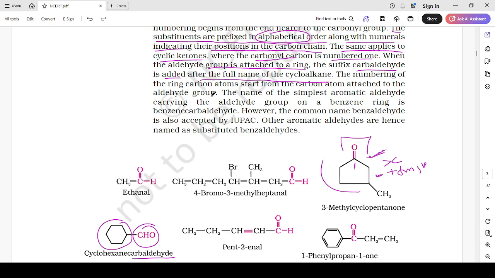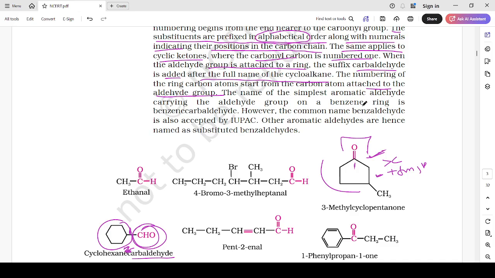Okay. The numbering of the ring carbon atom starts from the carbon atom attached to the aldehyde group. Very important. Ma'am, from where will I start it, ma'am? From here. First position, aldehyde is available. So the cyclohexane 1 carbaldehyde, they are just removing this 1 here, which is understandable.